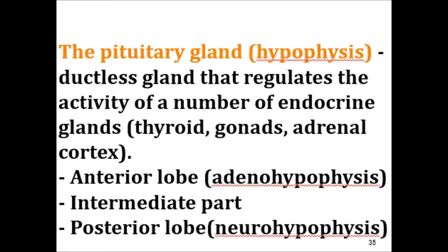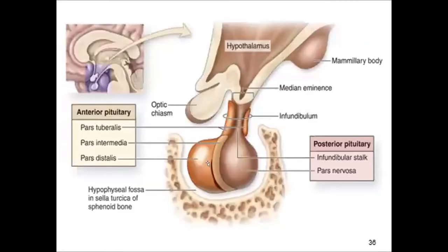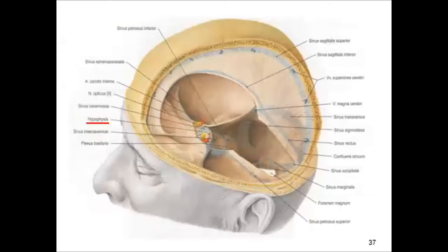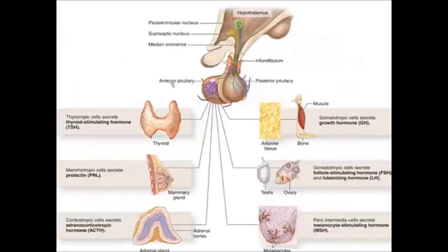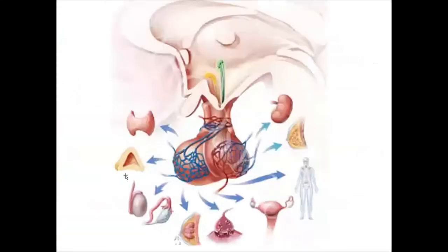Pituitary gland: anterior and posterior lobe, and an intermediate part. The anterior is the adenohypophysis, the posterior is the neurohypophysis, and there is also an intermediate part, located inside the sella turcica. A big portion of these hormones have influence on different other organs.